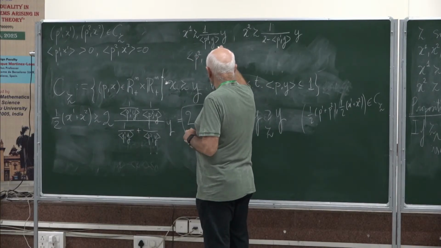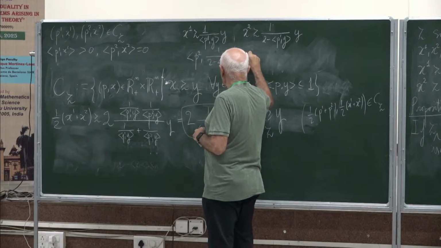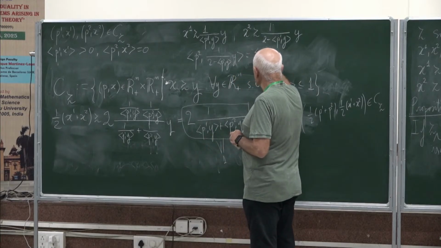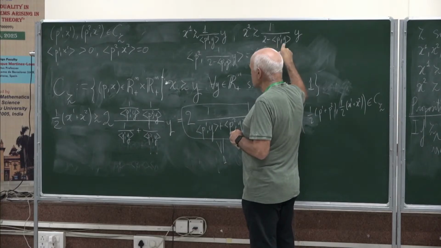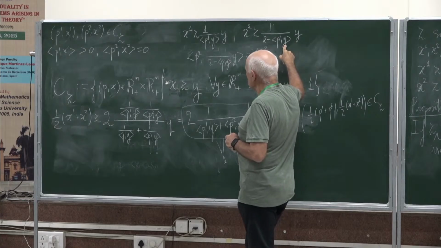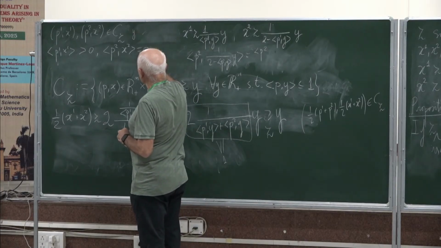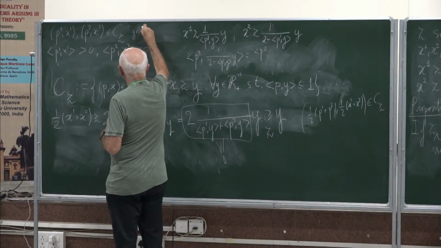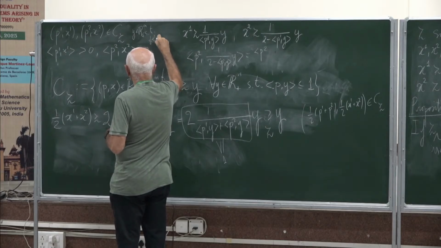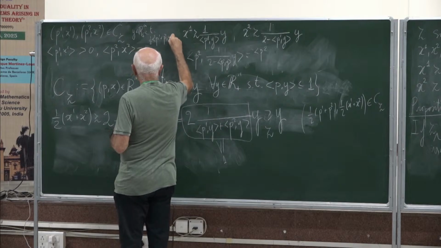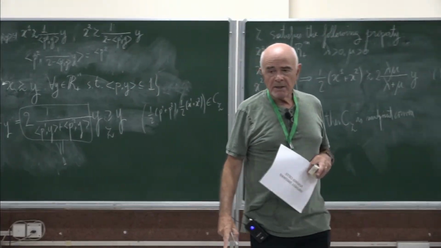P2 times this vector is, and by the way, this number is positive because we are comparing with y in R plus n such that 1/2 P1 plus P2 y is less than or equal to 1. This is the comparison that we are making now.